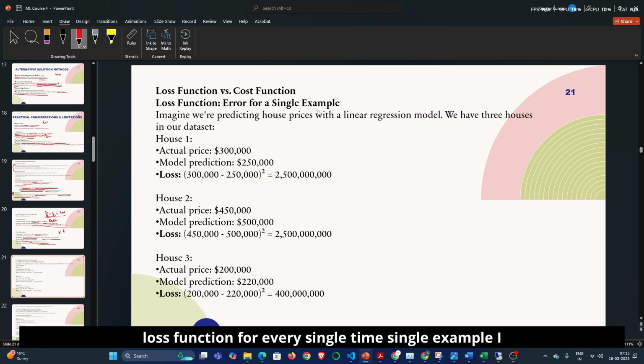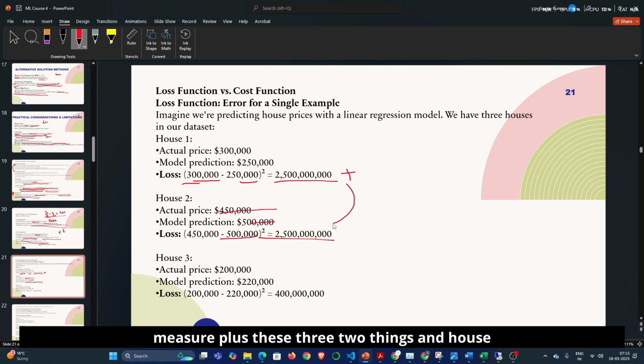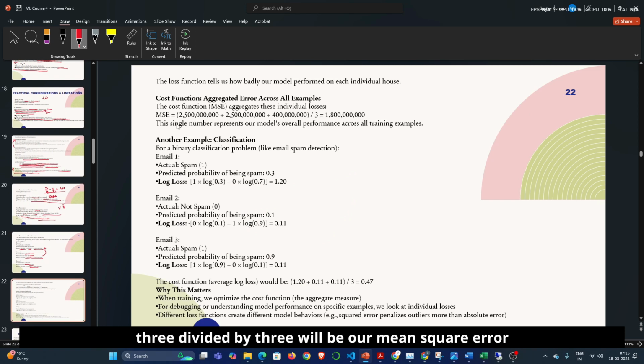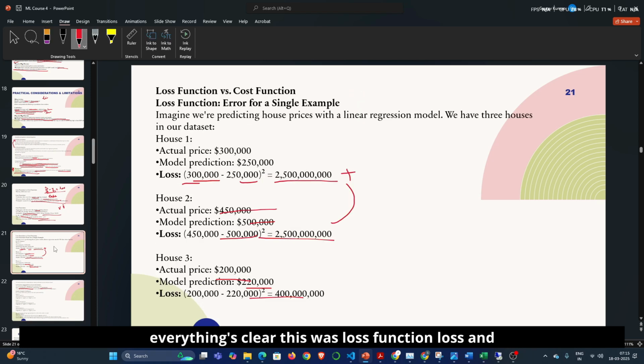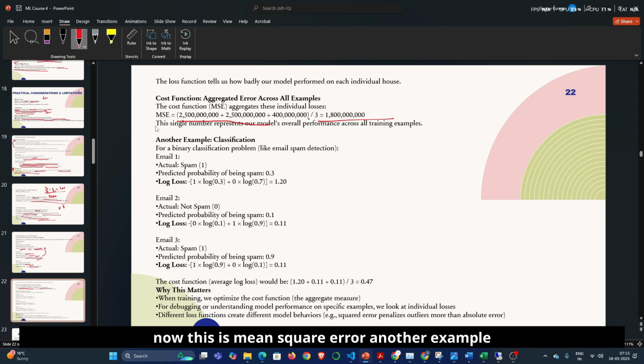I have also made a loss for a single example. House 1's actual price is 3 lakhs 250. So it's a loss function, right? It's the difference between y actual and y predicted. The difference is this. House 2 is this. Now, how can I measure it? Add these two things. And house 3 is like this. So this sum divided by 3 will be our mean square error. Everything's clear? This was the loss, and now this is the mean square error.